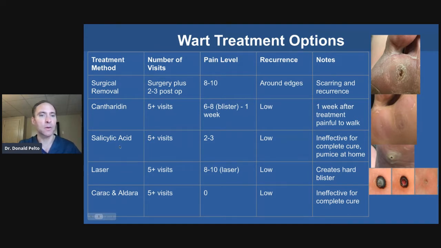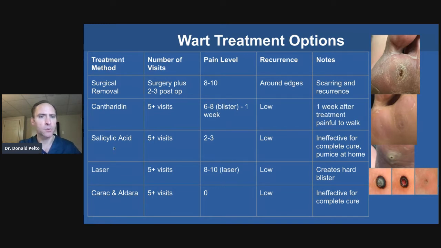Laser is... so Cantharidin hurts afterwards. Laser hurts in the office, and it creates a big blister. You can see these blisters right here. These are blisters caused by the laser, but then it doesn't hurt afterwards. That's the benefit. The blister might hurt a little bit, but it's a lot less painful afterwards, but you have to really be strong during the treatments.